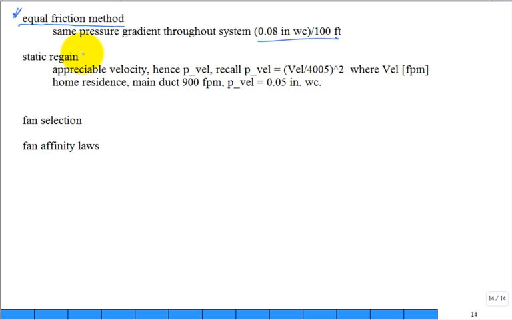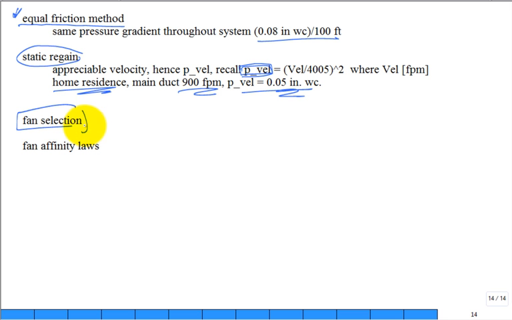If you ever see the static regain, what they're doing is saying, I think I have it fast enough that I'm going to have a significant amount of energy in the velocity pressure. And just like Venturi effect, think about Bernoulli's, it speeds up, the pressure goes down. You slow it down, the pressure builds back up. That part of the component's going to be taken into account. For residences and a lot of applications where you're 1,000 foot per minute or lower, you don't have a lot of potential to regain pressure anyway, so that's not used.